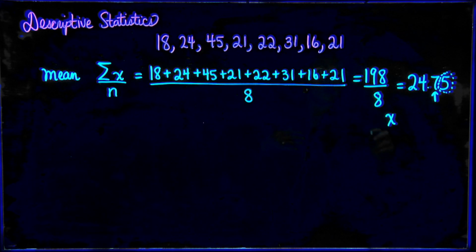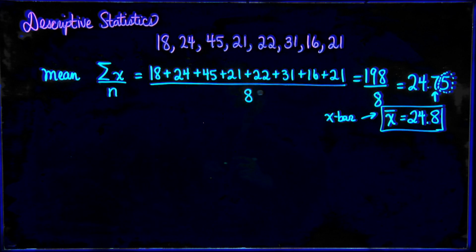So the mean, and the notation that we use to represent mean is an X with a straight line on top. And we call this X bar. So X bar, or the mean, would be rounded to 24.8.